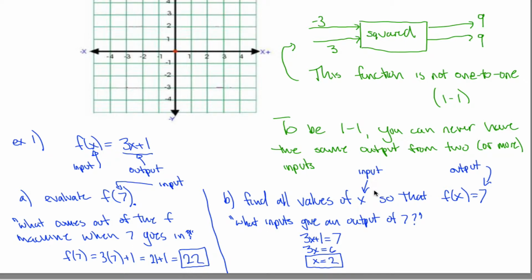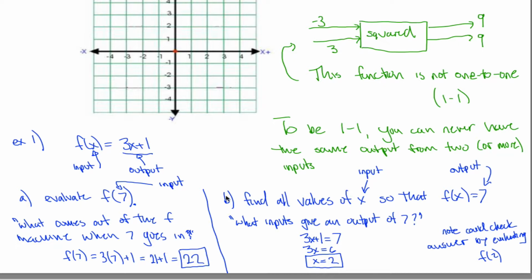If you want to check your answer over here, you could do it. You just figured out that when you put 2 into this machine, 7 comes out. Or at least that's what you think you figured out. You could check that by doing it similar to this. Note: could check answer by evaluating f of 2.